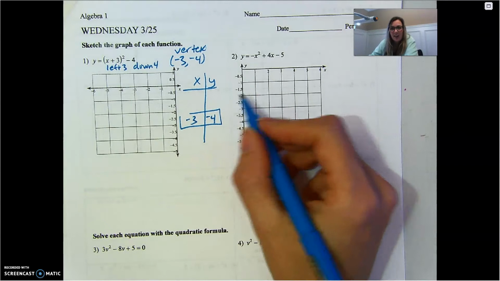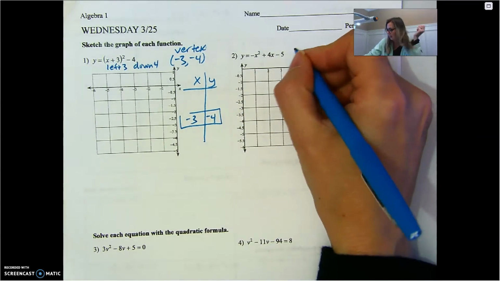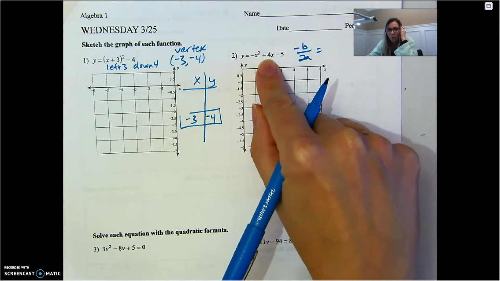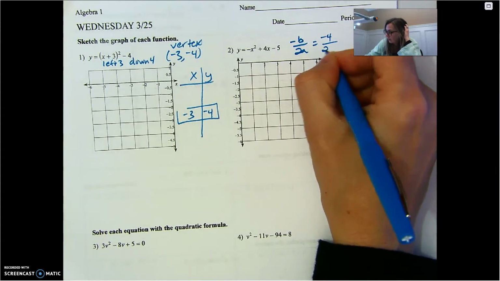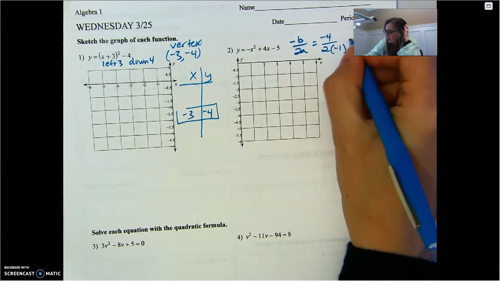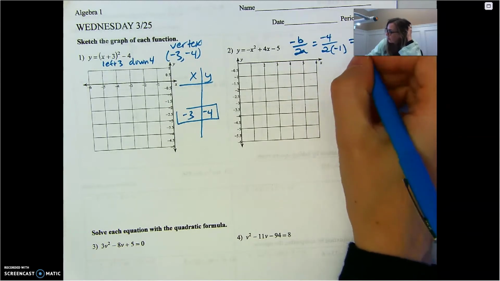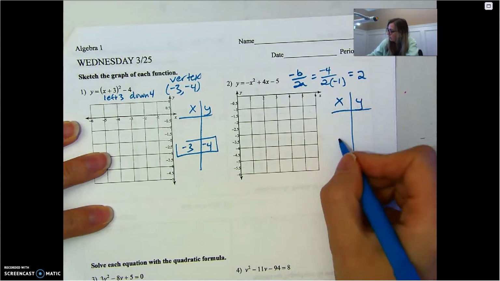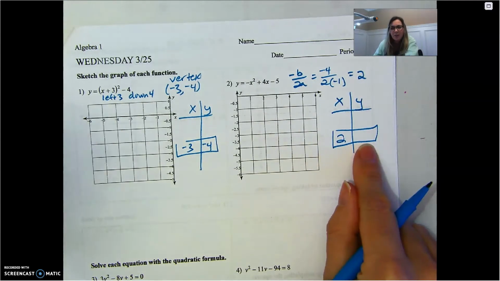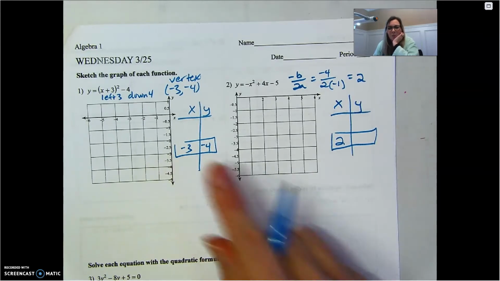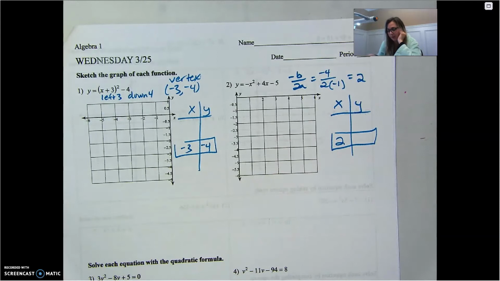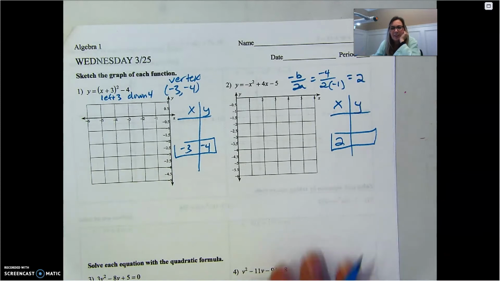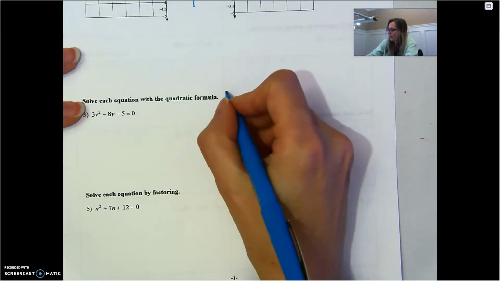Number 2, it's not in vertex form, so you got to do this opposite b over 2a equation to get yourself going. So the b here is 4, so we do the opposite of 4. 2 times the a is -1. So -4 divided by -2 is +2. So in your chart, all right, that's the beginning of what your vertex is. This one's a little different from number 1 because we don't know what the y value is yet. All right, that's what your calculator is going to do for you when you type it in for the table, and you'll get the rest of your points. Down here, you've got that quadratic formula.